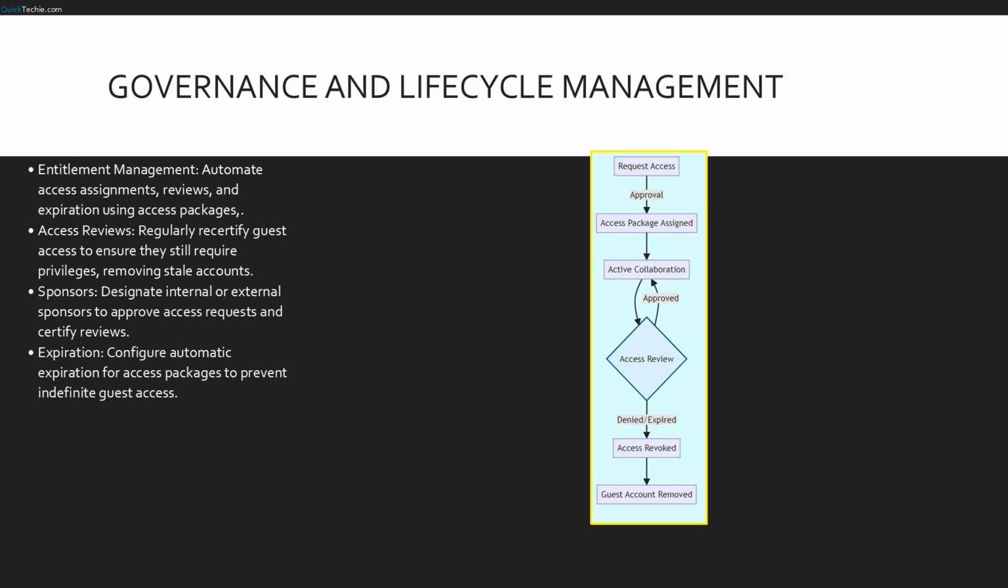This cycle diagram represents the guest lifecycle. It starts with a request for access. Upon approval, an access package is assigned, leading to active collaboration. Periodically, the flow hits the access review stage. If approved, the cycle continues. If denied or expired, access is revoked, and ultimately, the guest account can be removed. This ensures that your external identity management is a closed loop, not a one-way accumulation of users.